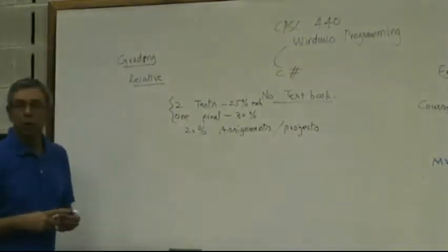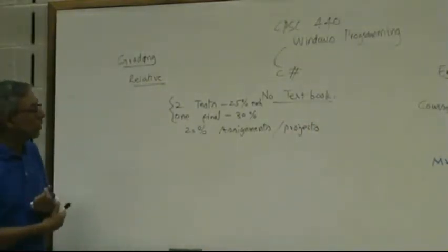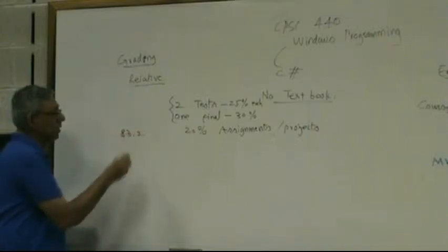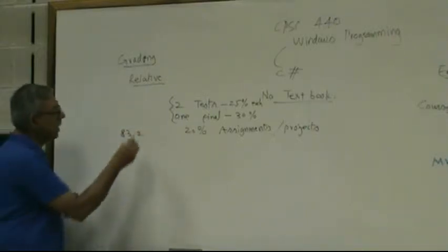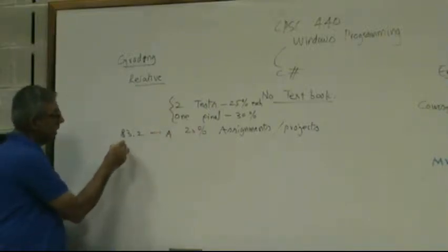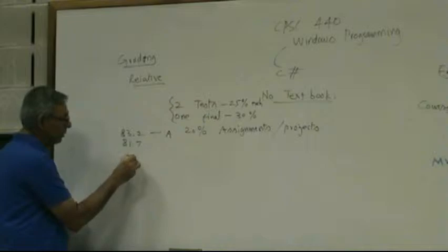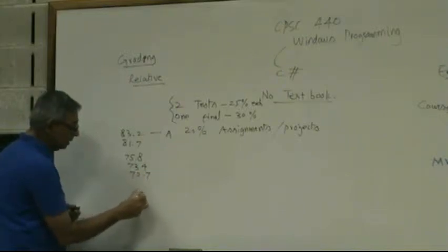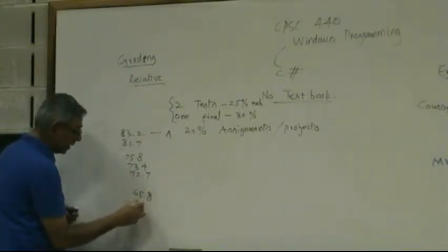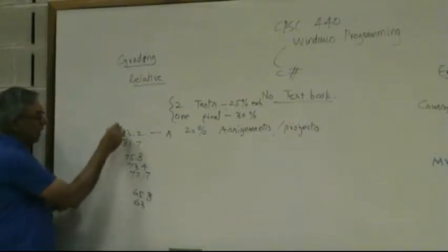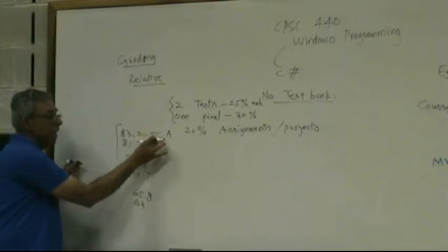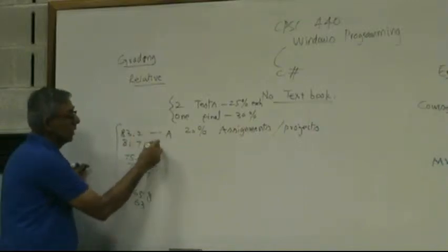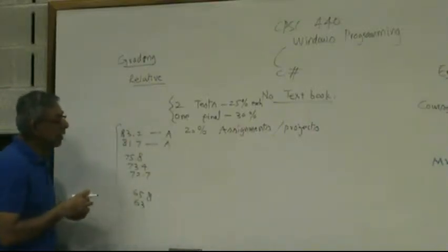Okay, so once you're done with the course, we will do a calculation, and let's say the highest student has 83.2 in the course, right? So the highest student always gets an A, okay? Let's say the next student is 81.7, then 75.8, 73.4, 72.7, 65.8, and so on, 63, okay? So the way I do the grading is, if you're the highest, you get an A. Everybody else gets compared to it. If you're closer to that score, the next student, because they are pretty close, also gets an A.